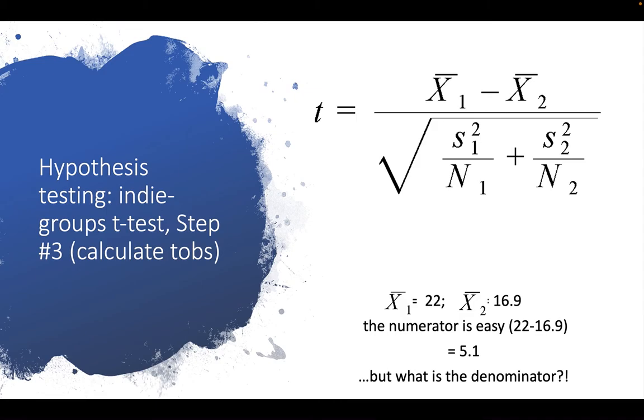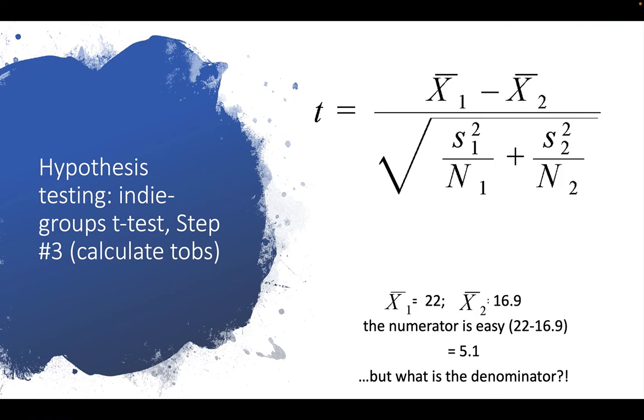So let's break this down a little bit. Let's start with our numerator up top. We have x bar 1 minus x bar 2. So we have 22 minus 16.9, which gives us 5.1. And that's it. It's pretty simple to do the top part of the equation. But let's look at that denominator.